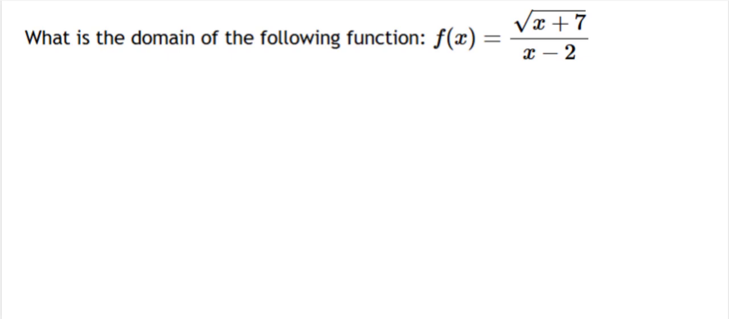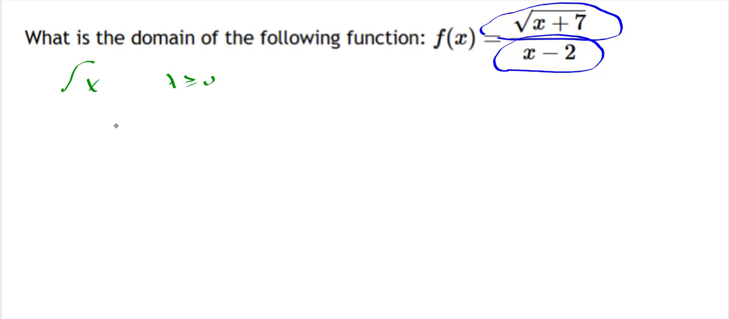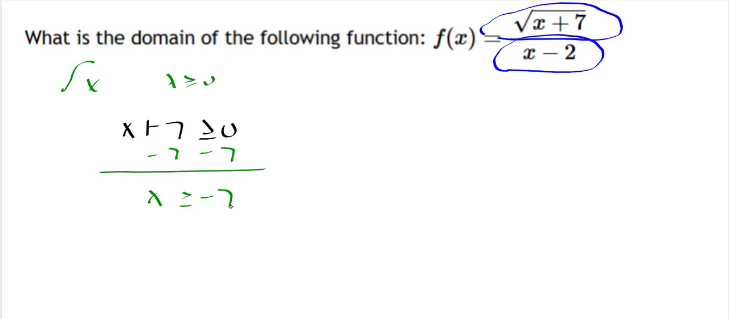All right, so let's look at this one. What is the domain of the following function? We're going to find the domain, and then we're going to find its restriction. The domain is going to come out of the numerator. We know that's a square root function, which is x greater than or equal to 0. So we're going to say x plus 7, set it greater than or equal to 0. So we'll subtract 7. So x has to be greater than or equal to negative 7.